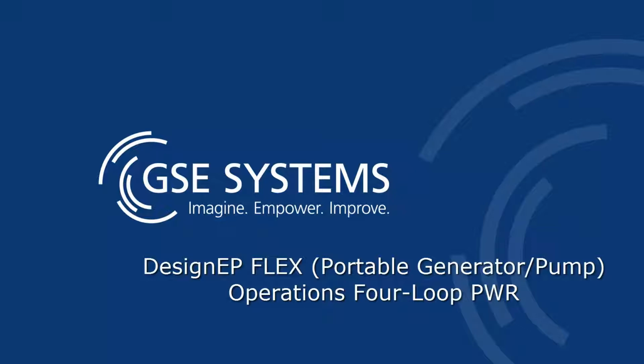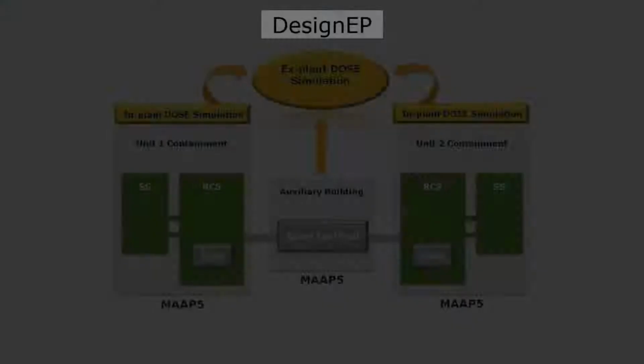DesignEP provides an interactive, graphical way of interfacing to your plant-specific MAP model. It allows you to watch the severe accident progress and see what is actually going to happen inside the containment, the reactor vessel, and the steam generators as a result of various beyond design basis events.